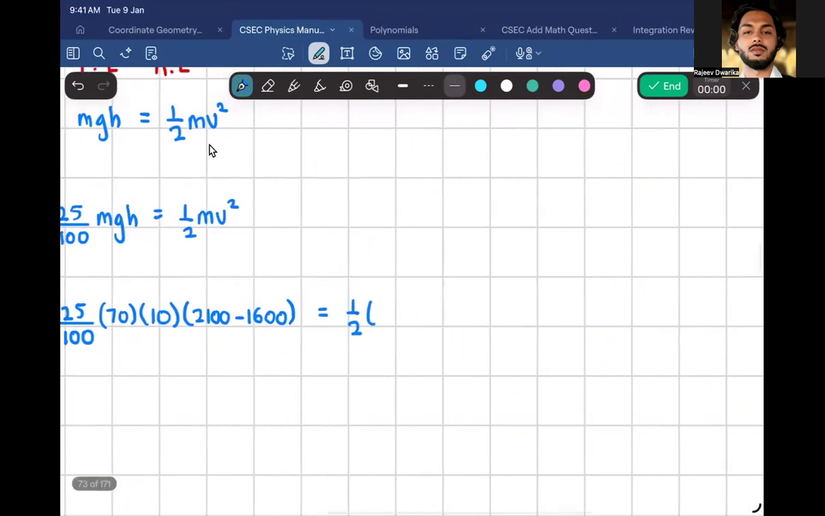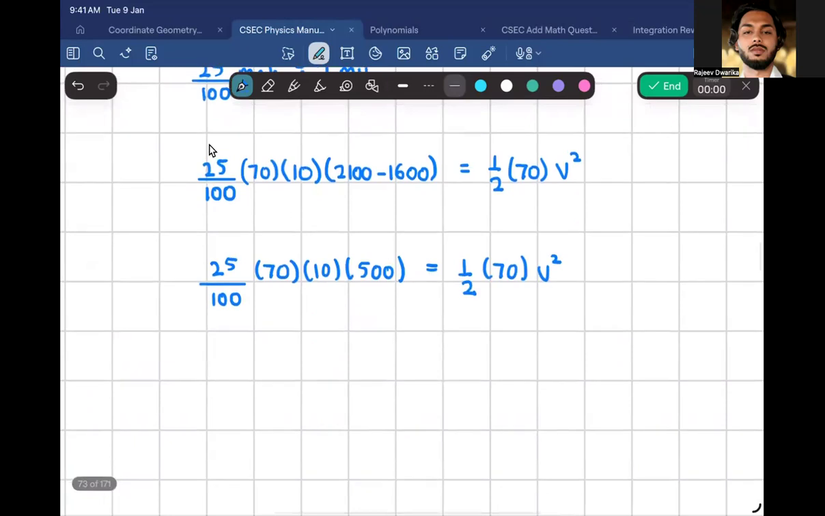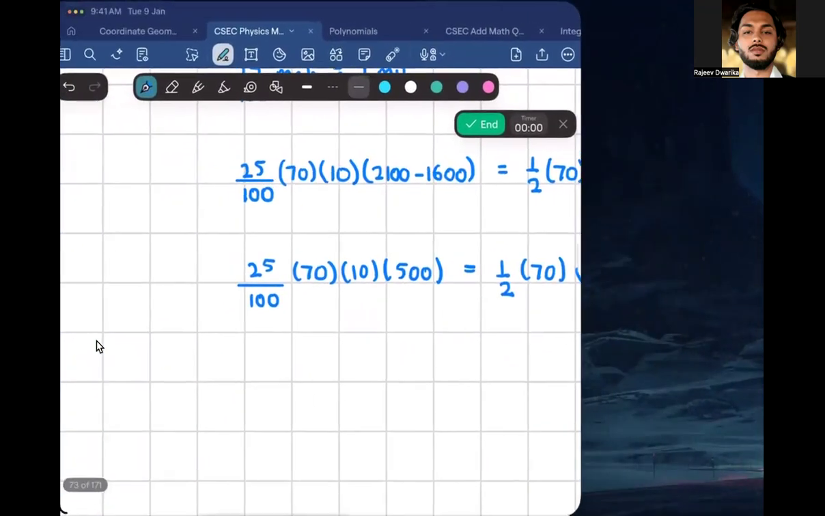Now, what's the mass? Again, the mass is 70, and we don't know what the velocity is, so we'll just put v squared, right? So 25 over 100 times 70 times 10, simplify the inside, it's 500, and that's going to be equal to a half mv squared. M is 70. Shane, are you ready to simplify everything? Yes, sir. Okay, great.